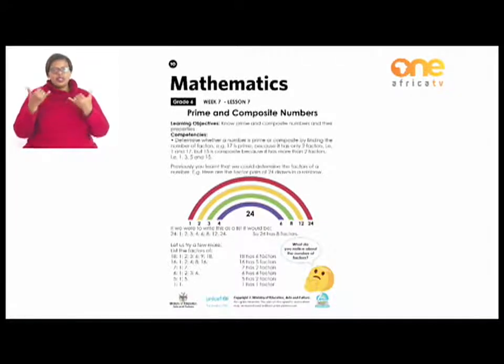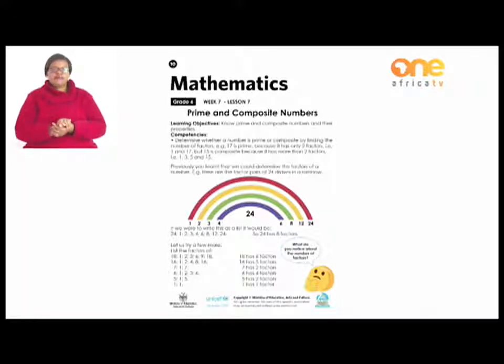Now, the reason why we are talking about factors is because this whole topic of prime numbers and composite numbers has to do with factors. And we are going to look at a couple of factors now. Let's look at the list of numbers below: 18, 16, 7, 6, 5, and 1. If we look at 18, the factors of 18 are 1, 2, 3, 6, 9, and 18, which is a total of 6 factors.